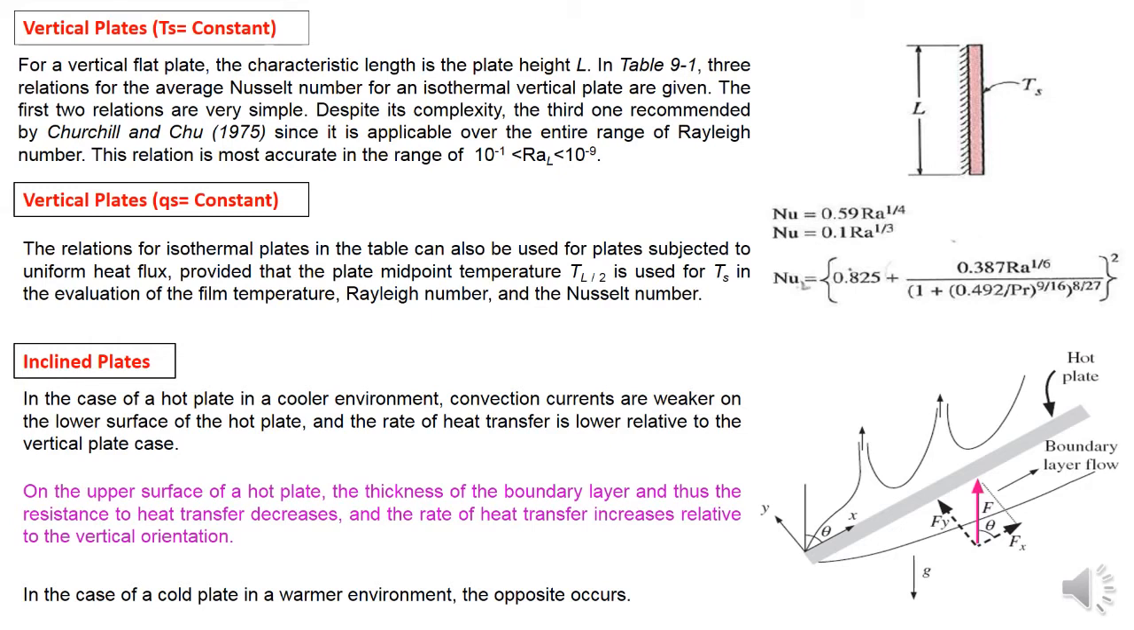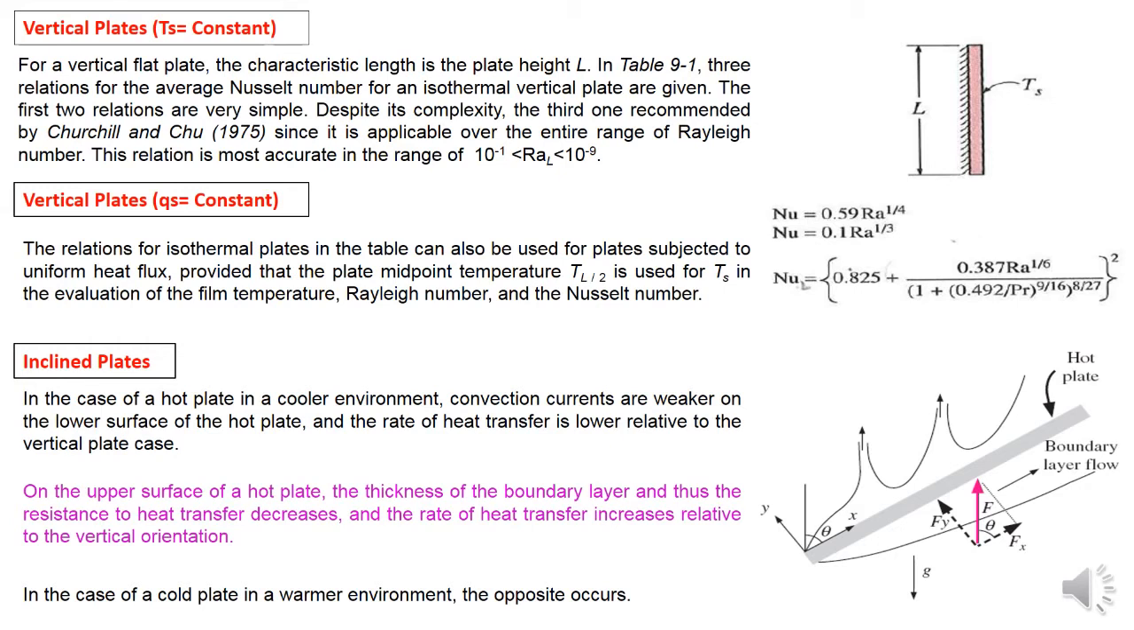This relation is most accurate in the range of 10 to the power of minus 1 and 10 to the power of 9 of the Rayleigh number. So on your right hand side there is a vertical plate and also the three equations. The first two are the simple equations and the last one is the complex equation, which is recommended by Churchill and Chu.